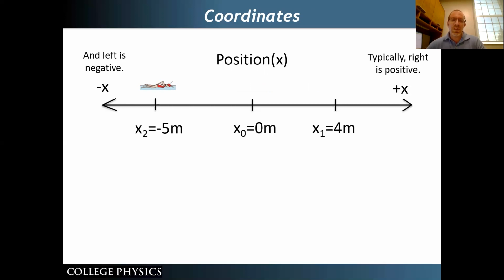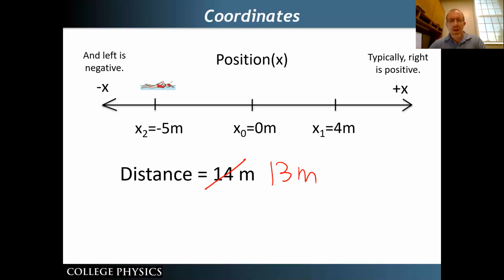Now, what's the total distance that swimmer has swum? She went from 0 to 4. That's 4 meters. And then she went from 4 to -5, and in doing that, she swam 9 meters. So 9 plus 4 is 13 meters. Confusing. I warned you, I apparently can't add. But the total distance she swam is 13 meters.